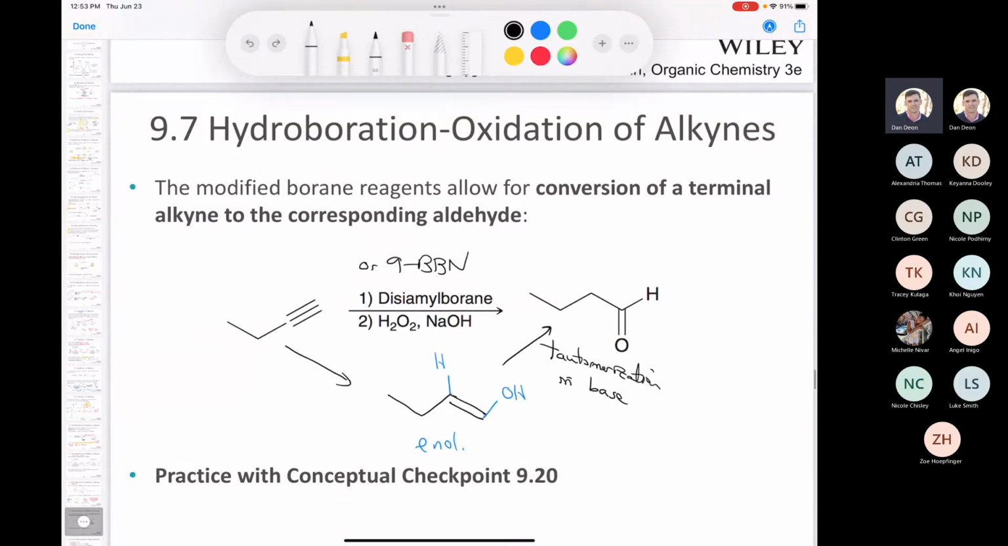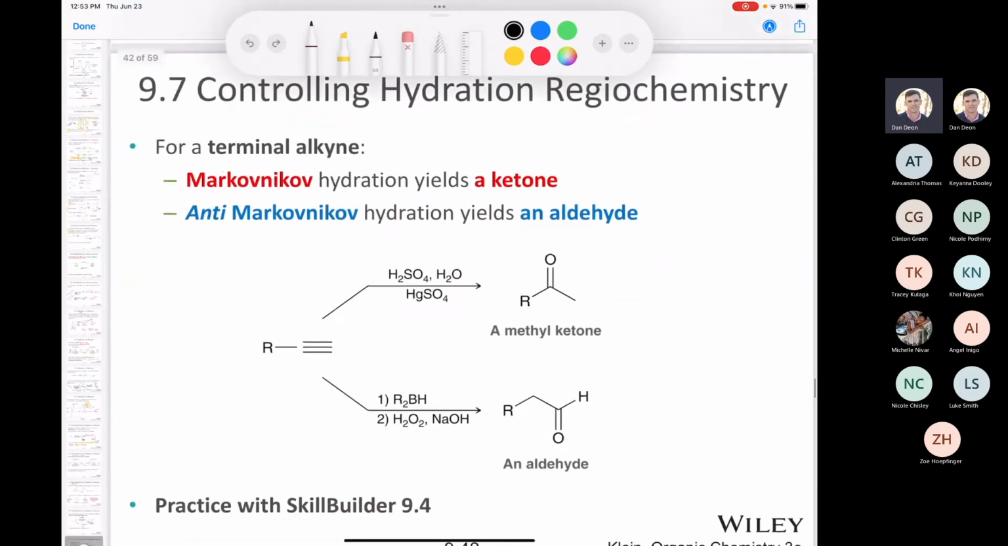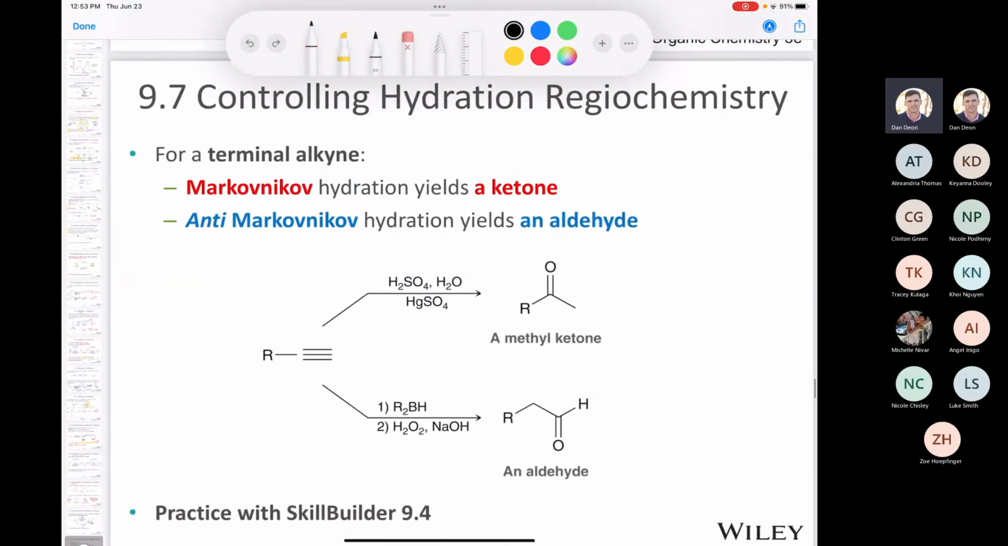All right, hydroboration oxidation. And so to summarize, if we add water in a Markovnikov fashion on a terminal alkyne, we get a methyl ketone, right? CH3, so we get a methyl ketone. If we add it in an anti-Markovnikov fashion, we get an aldehyde. And that's it. And the conditions for Markovnikov addition are sulfuric acid, water, and mercuric sulfate. Anti-Markovnikov is a hindered borane.